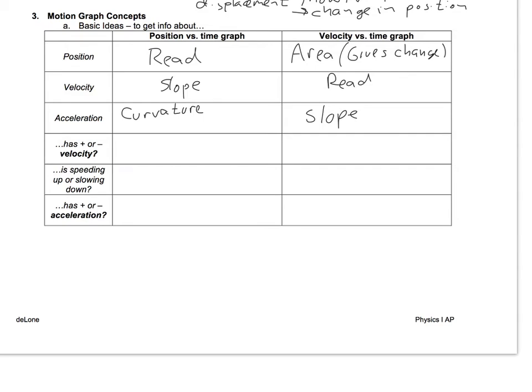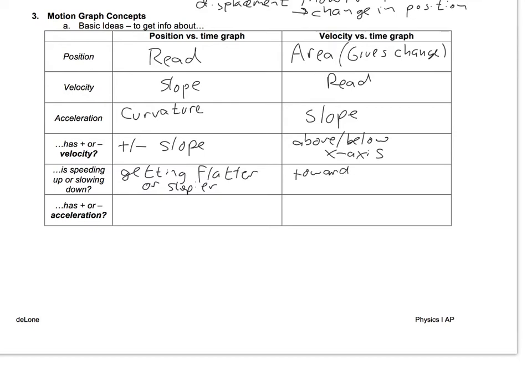On a position versus time graph, for a positive or negative velocity, you're looking for a positive or negative slope. On a velocity versus time graph, we're looking at whether it is above or below the x-axis. Okay. Speeding up or slowing down. On a position versus time graph, we are looking at whether it is getting flatter or steeper. And on a velocity versus time graph, we're looking at whether or not it is going towards or away from the x-axis.